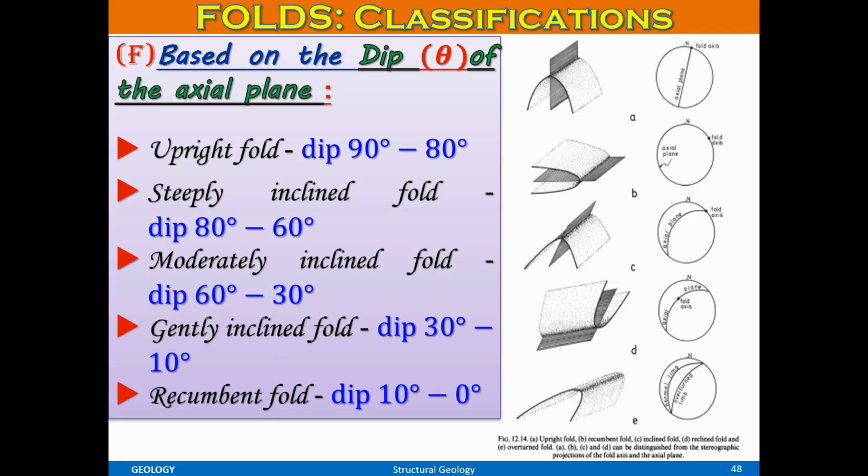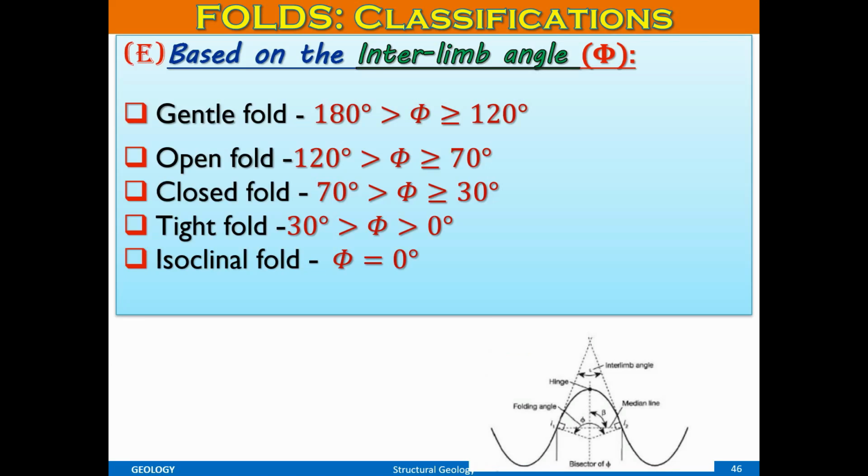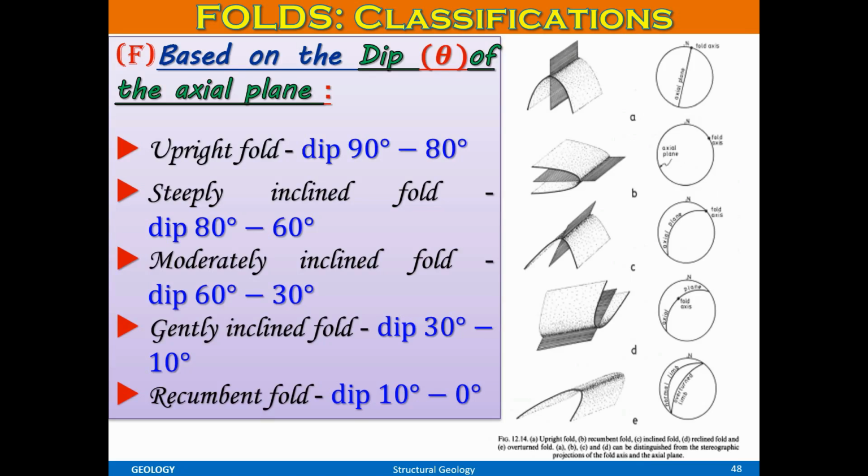Now based on the depth of the axial plane, remember, we have classified folds on the basis of what? On the basis of interlimb angle. Now I am classifying the fold on the basis of the dip of the axial plane, or the axial plane orientation. How your axial plane is oriented, depending on that you are classifying the folds. So the first one is the upright fold.